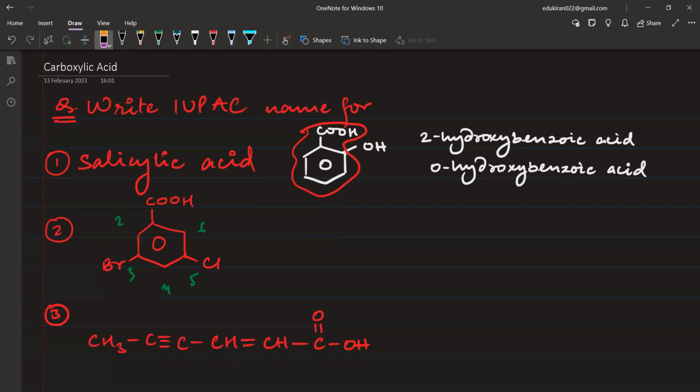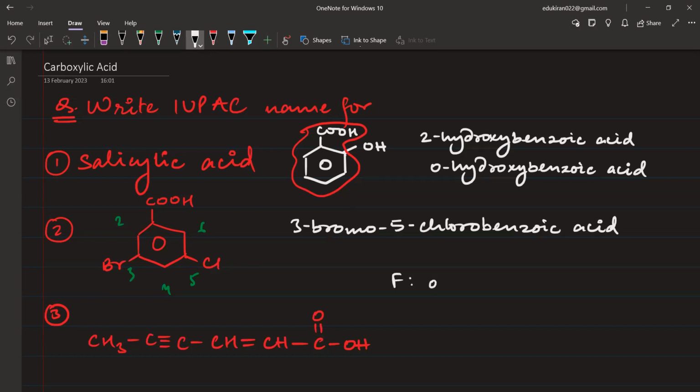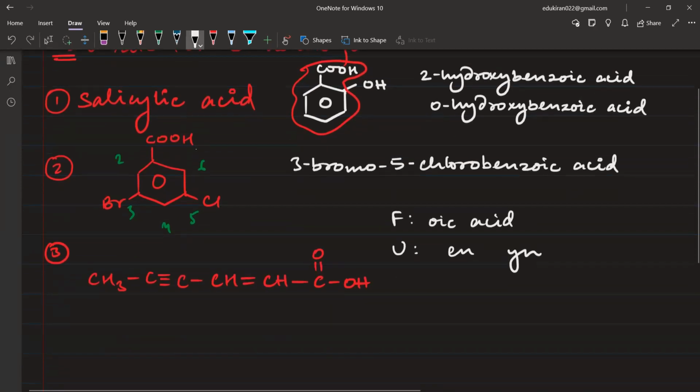Okay, so now we are having 3-bromo, 5-chloro, benzoic acid. Now, in this case, the functional group is oic acid. Then we have the unsaturation. Unsaturation is, we have double bond also and triple bond also. So it is going to be ene. And obviously ene, and then there will be some number after that you will have yne.